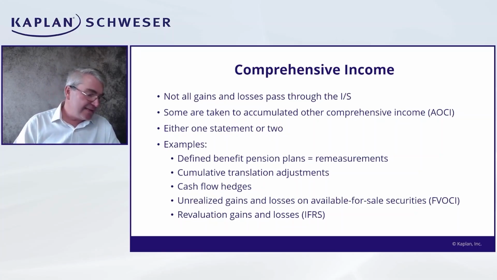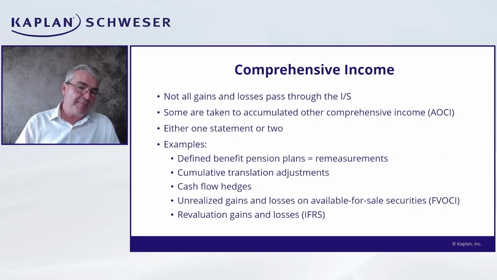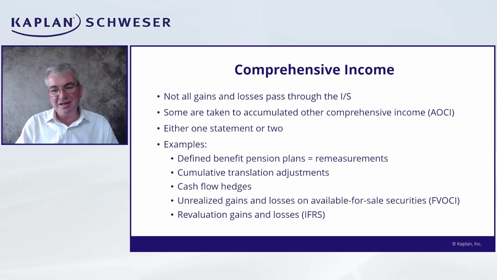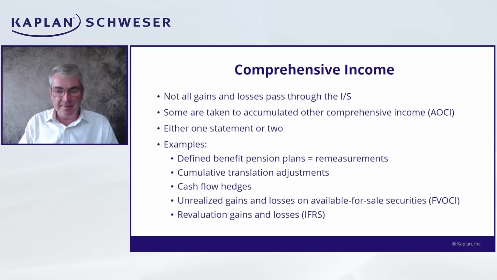Now, what are these gains and losses that can be taken directly into stockholders' equity? Well, with defined benefit pension plans, they are known as remeasurements under IFRS, and actuarial gains and losses under US GAAP. These are changes in the pension liability as a result of actuaries changing their assumptions that are used to calculate the pension liability. Again, don't worry about it right now. We will have a little look at defined benefit pension plans at level 1 later on, and we're going to dive headlong into them at level 2.